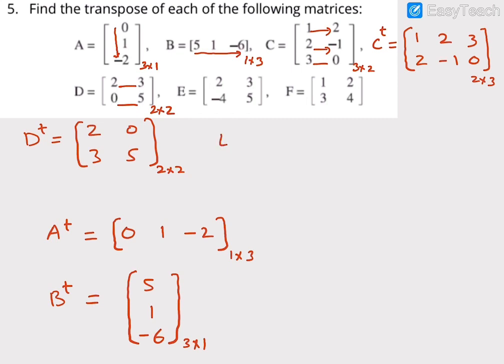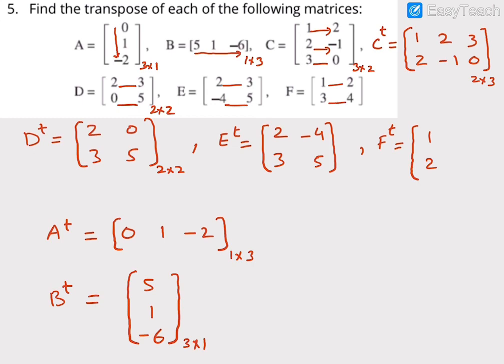E transpose will be equal to, this row write in column 2, 3 and this row also write in column form. So this will be E transpose. Similarly, F transpose will be equal to F raised to the power T, which is the notation for transpose. So 1, 2, the row will interchange into column, and this 3, 4 will change into column. So this is F transpose. So this was question number 5.